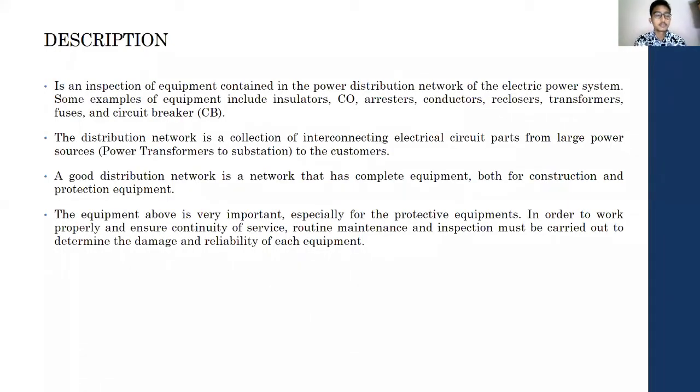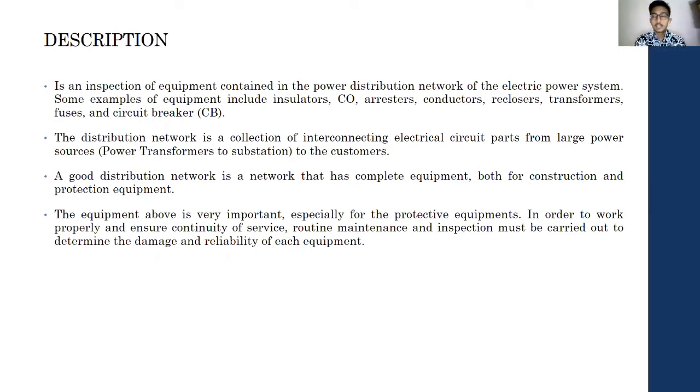Instrumentation for power distribution assessment is an inspection of equipment contained in power distribution network of electrical power system, and some examples of equipment include insulator, CO, arrestor, conductor, recloser, transformer, fuses, and circuit breaker.